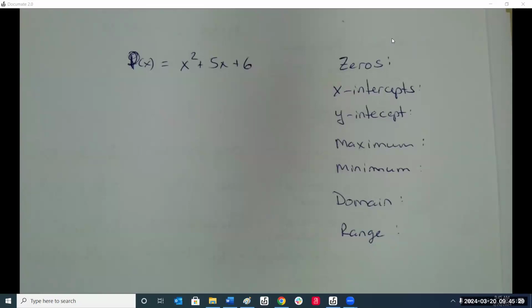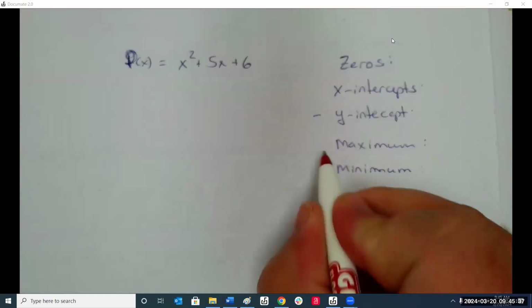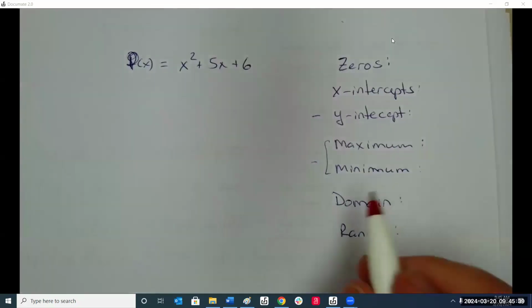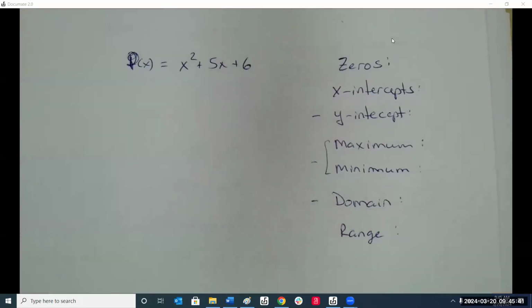Now, how do we find all these? Just by looking at it, can you answer any of these? I'll give you a hint. Just by looking at it, you can tell me these 4 things.